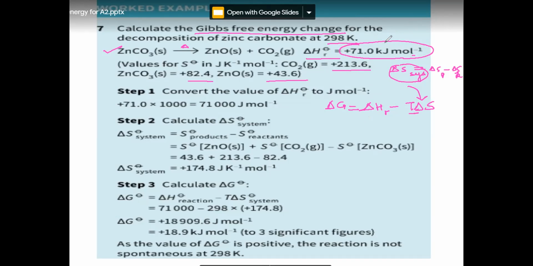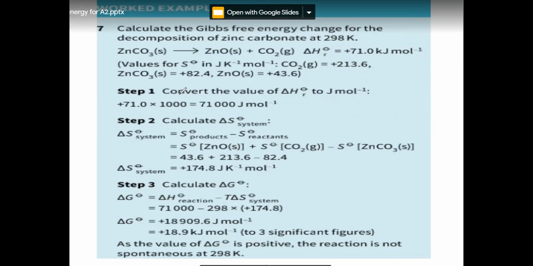Now this kilojoules you need to multiply by 1000, so that both the values are in joules. Temperature you'll be taking in Kelvin. So when you have all the values here, you will compute it and you will get delta G. So let's see what they are doing. In the first step, they are converting the value of delta H R into joules per mole. They simply multiplied it and got a positive 71 thousand joules per mole.